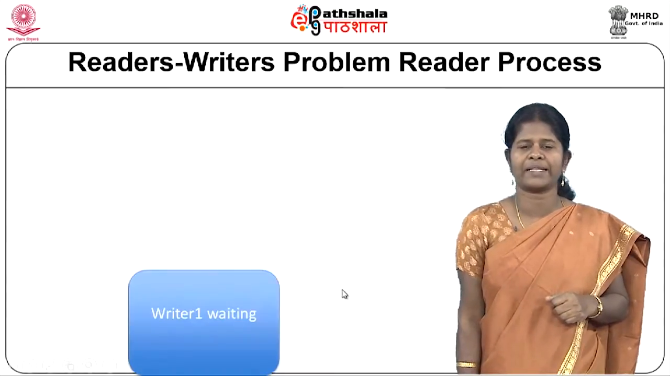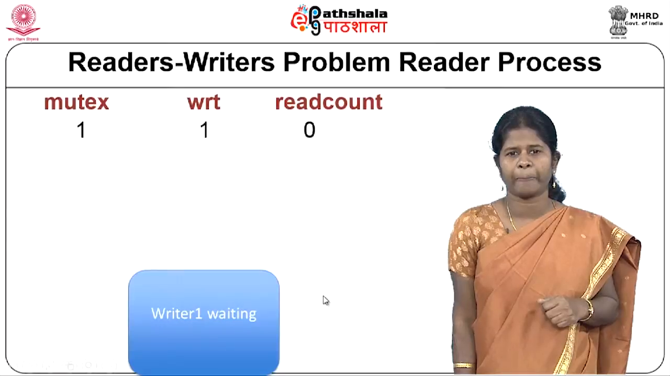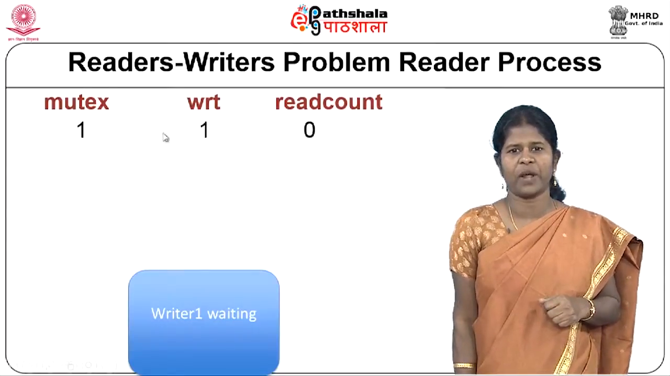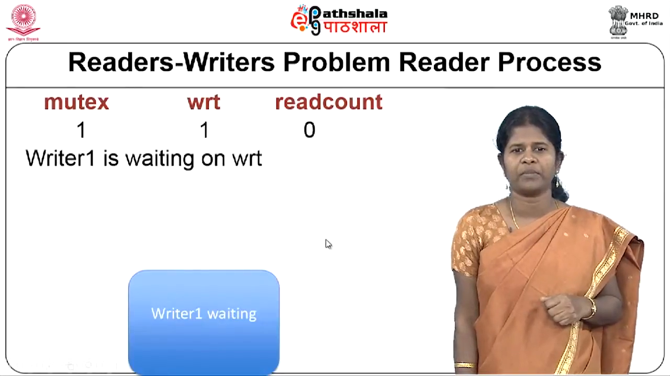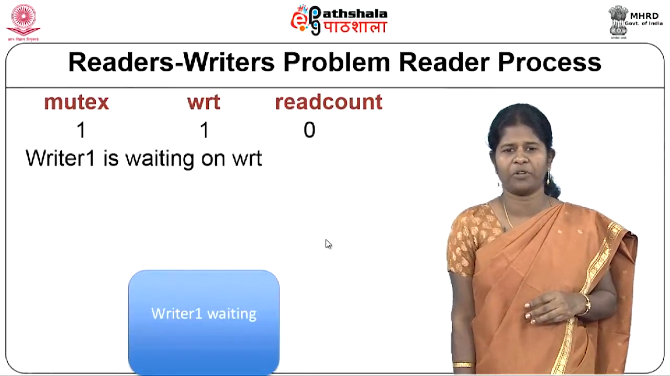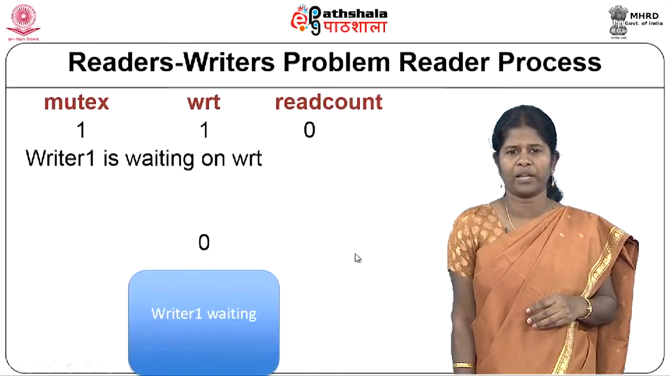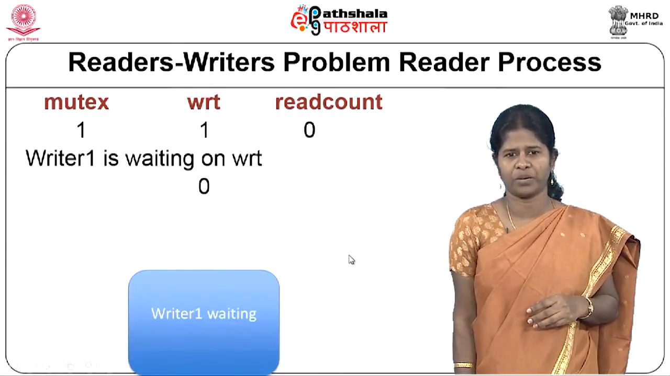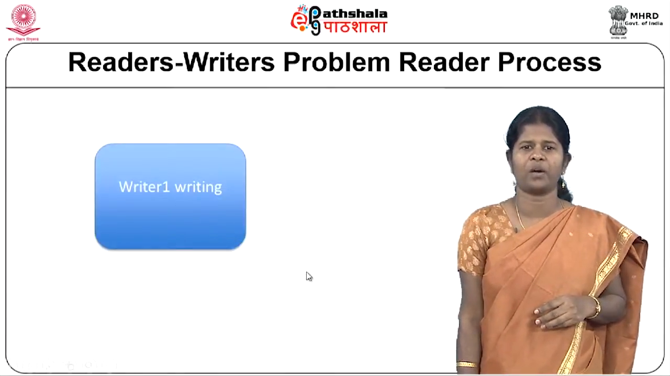So, now the reader has left, there is writer 1 who is waiting, and the values of mutex is 1, WRT is 1 and read count is 0. Now writer 1 is waiting on WRT. So now it can decrement the value of WRT and make it 0 and writer can write. So writer 1 is now writing.